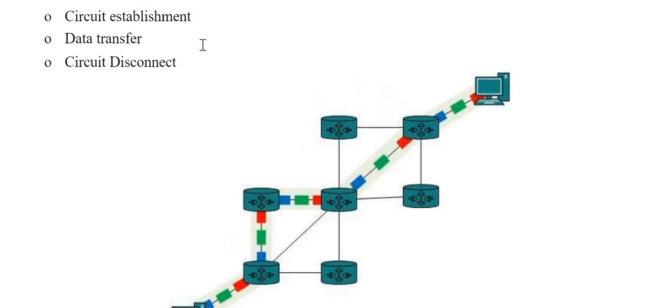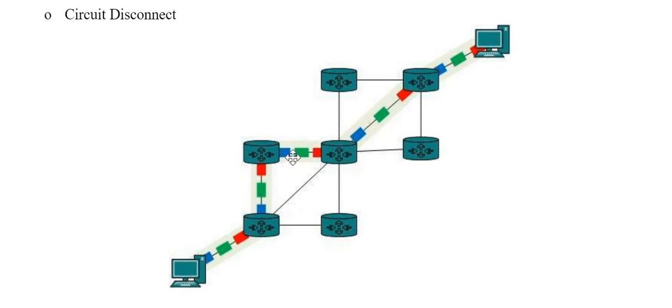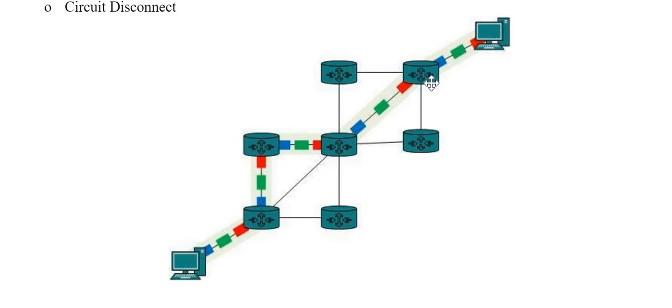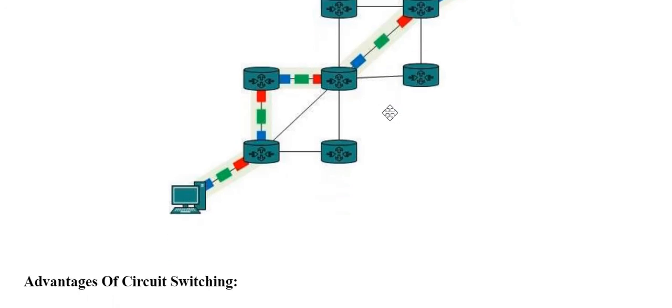Then the second is data transfer. So after that I have transferred my data. So third is circuit disconnect. So we'll disconnect the circuit so that any other data can pass through this circuit. So in the same way the other data will establish the circuit and they will pass their data. Okay, so this was the circuit switching.